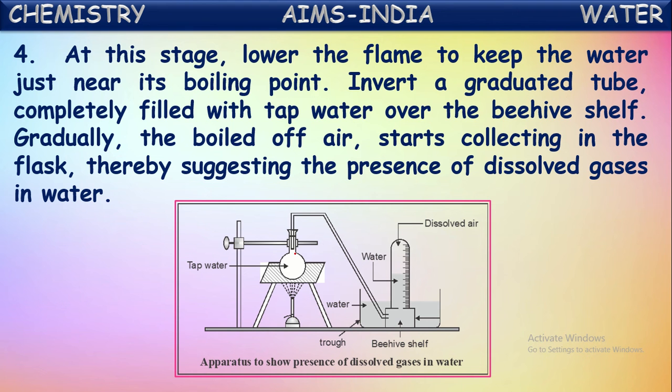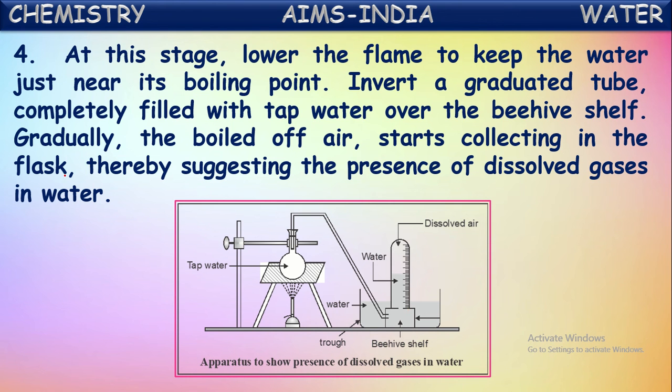We have to lower the flame such that the temperature will be maintained below the boiling point of water. Then we have to invert a graduated tube completely filled with tap water over the beehive shell. So this is a test tube, or graduated tube as it is called. It is completely filled with water and it is inverted on the beehive shell.